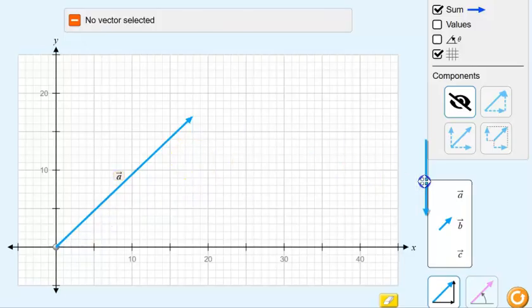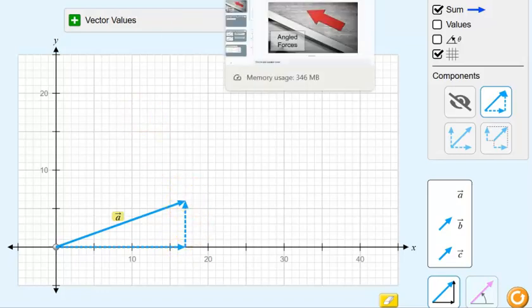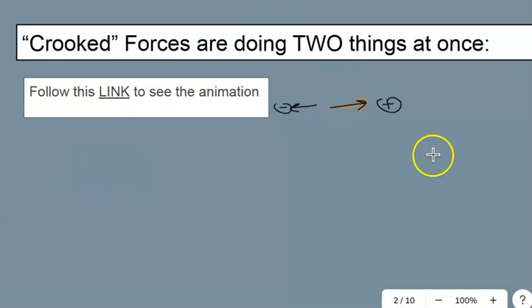Let me get rid of these other vectors. Vector A is, oh, interesting. Sorry. So you can go back and look. I don't know why it turned that off. Components. So vector A is going over a certain number and up a certain number. Okay, so that's what we're going to be looking at. This angle, how far over and how far up. All right. Apologies for wasting your time.